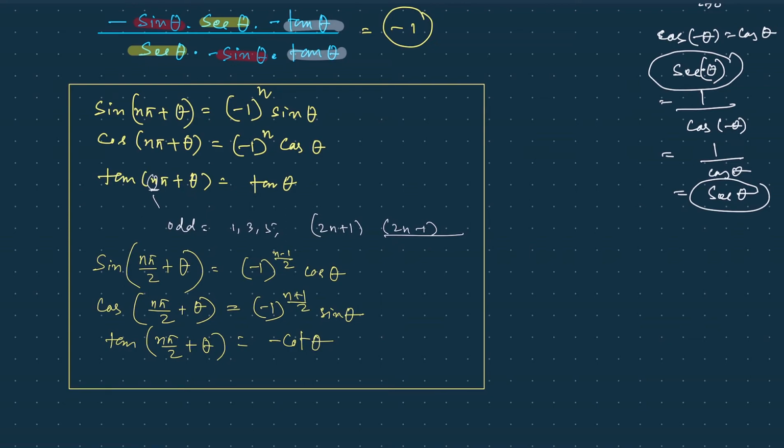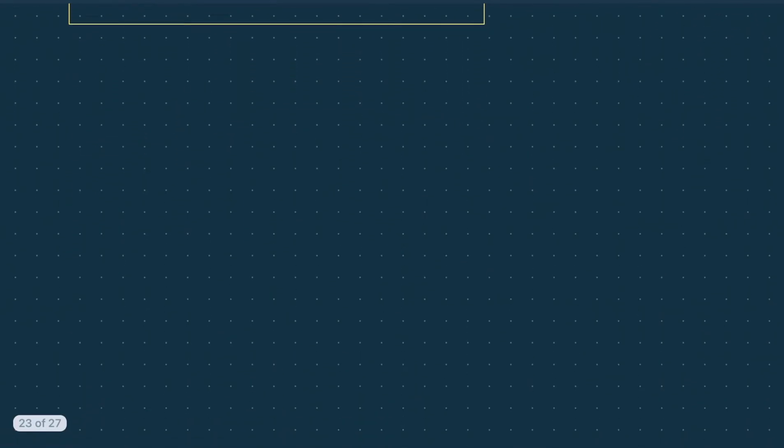Now I am going to discuss what is an odd function and what is an even function. Okay. First, even function. A function is said to be an even function of x if f of x satisfies the relation.